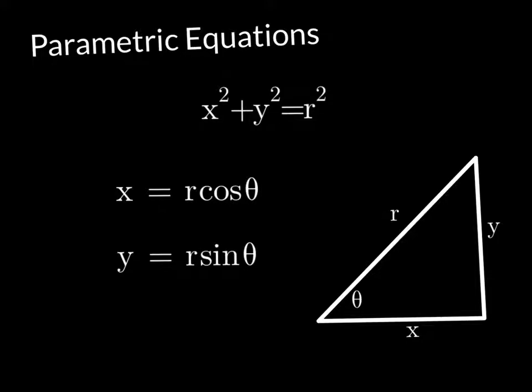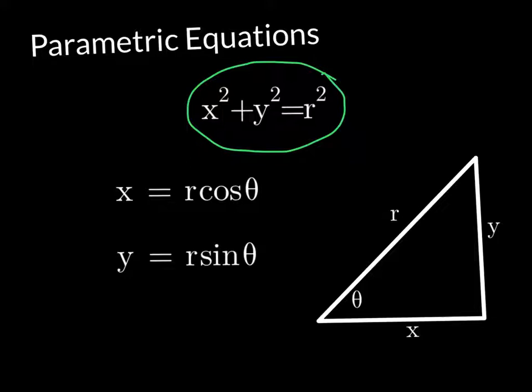So first, what are parametric equations? Well, sometimes we can have equations where we have two variables, say x and y, and it can actually be easier to express these variables separately in terms of a third variable. So for example, here we have this equation, which is the equation of a circle, which is x squared plus y squared is equal to r squared. So r is the radius of a circle, so that's a constant.